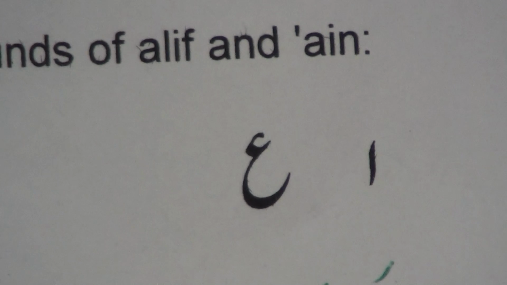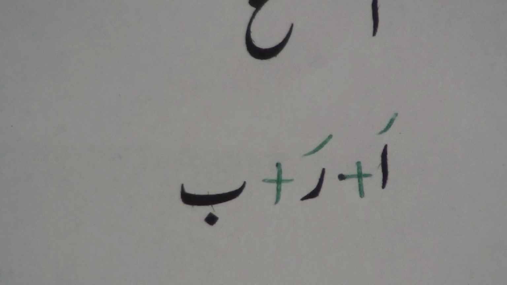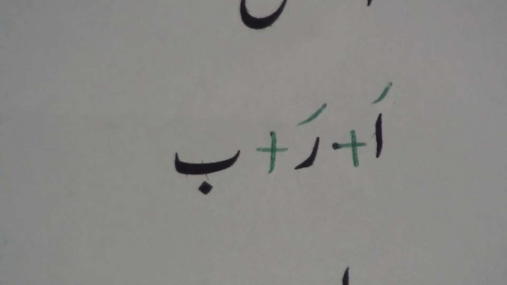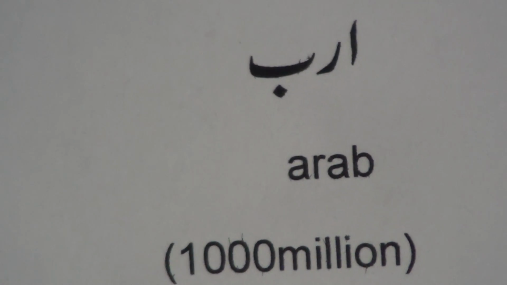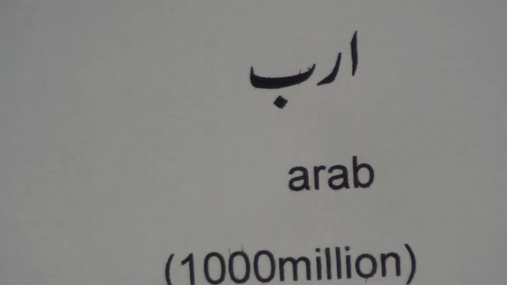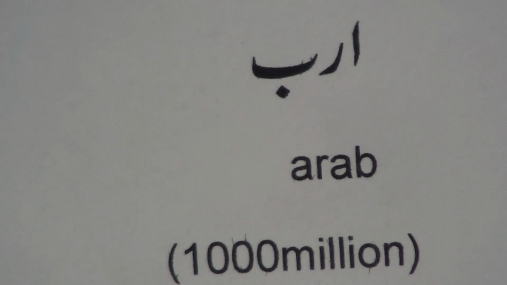For example, Alif Zabar A, Re Zabar Ra and Be. Arab. It is pronounced Arab. It means 1,000 million. Arab from Alif is a figure equivalent to 1,000 million.